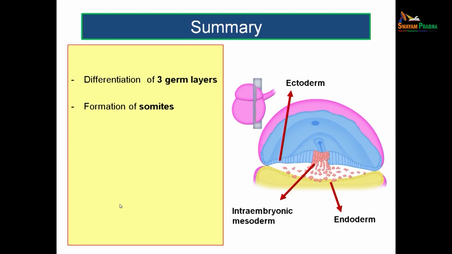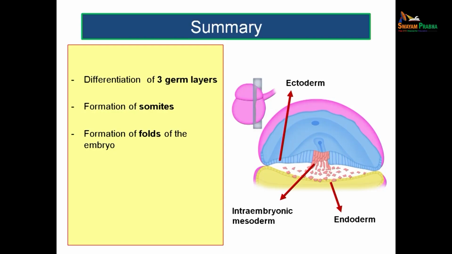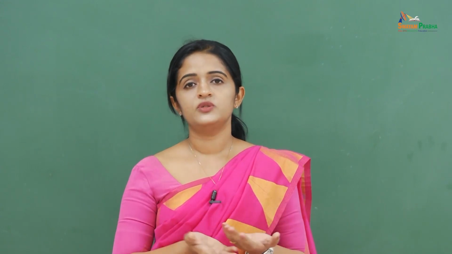So, to summarize this session, we have seen the differentiation of the 3 different germ layers, the derivatives of the ectoderm, the derivatives of the mesoderm, the derivatives of the endoderm, and the major thing which is happening during this period is the formation of somites, and how the age of the embryo is referred with respect to the formation of somites. We have seen the formation of folds, the cephalocaudal folding and the lateral folding, and how these cavities are formed with the help of the folding. Then we have seen the applied aspects, mainly the neural tube defects occurring in this period.